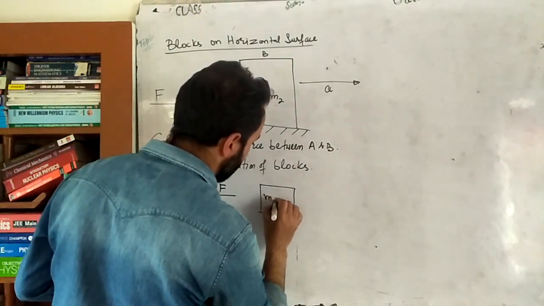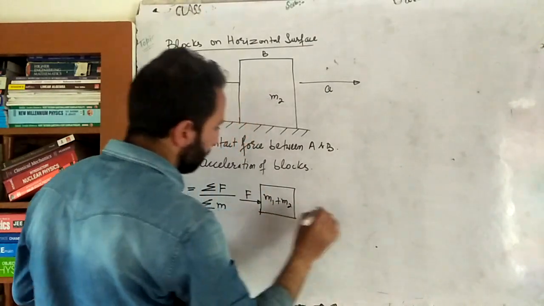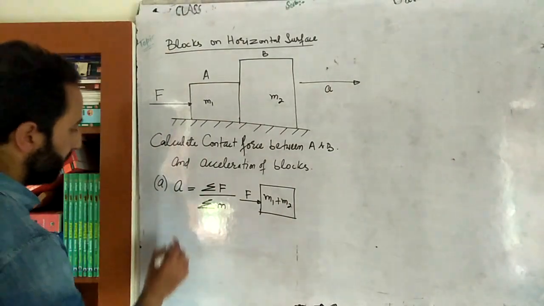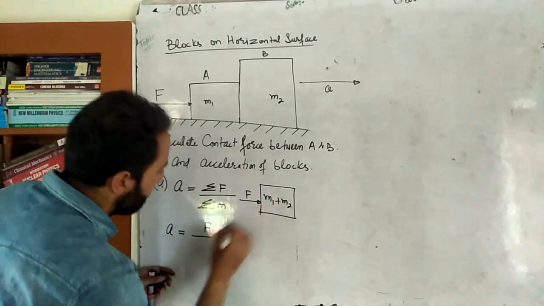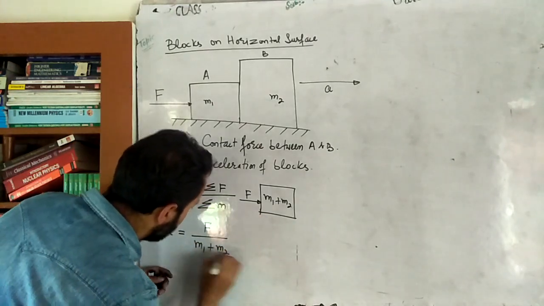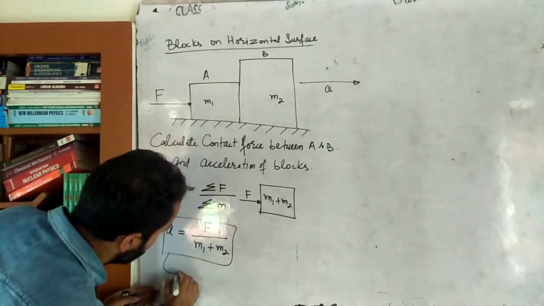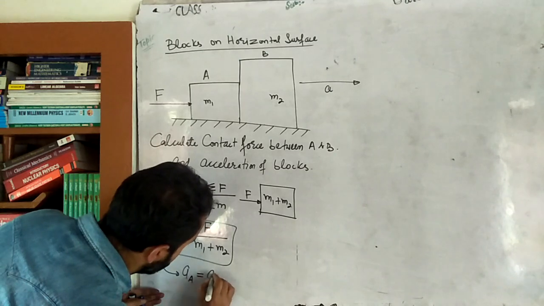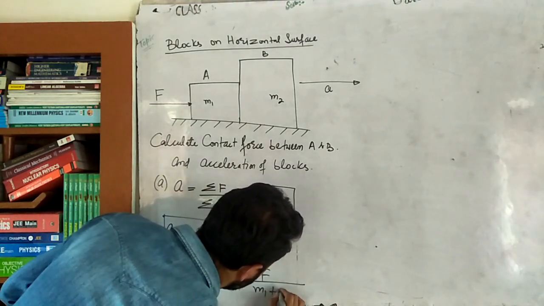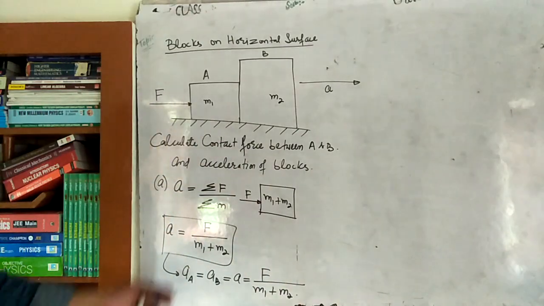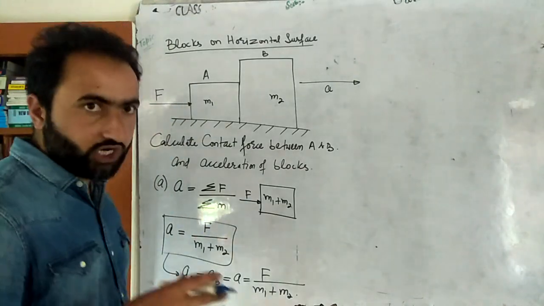If I construct the free body diagram for this entire system, it's like this: here M1 plus M2, and an external force F is applied in this direction, which accelerates it in the forward direction. So simply, acceleration is equal to the summation of all external force, that is only F, divided by M1 plus M2. This is the acceleration of the system, and this will be the acceleration of A as well as of B. Acceleration of A equals acceleration of B equals a, which is equal to F divided by M1 plus M2. Both have the same acceleration. Then again I will show a shortcut trick for this as well.